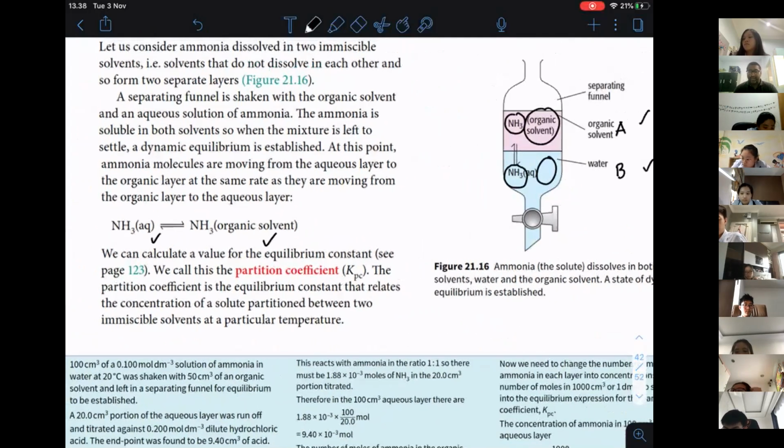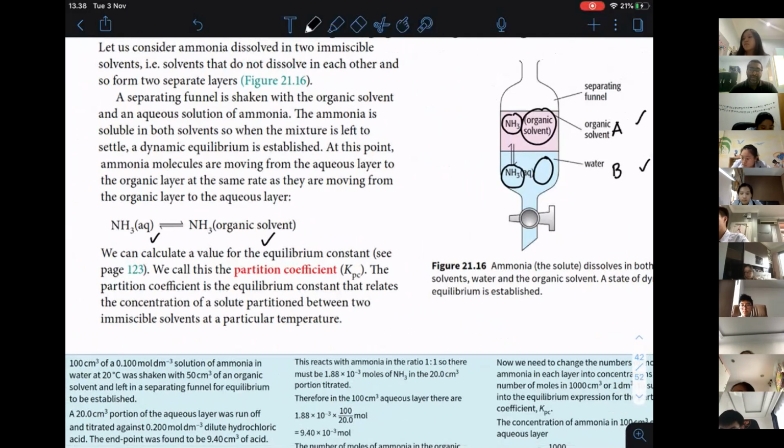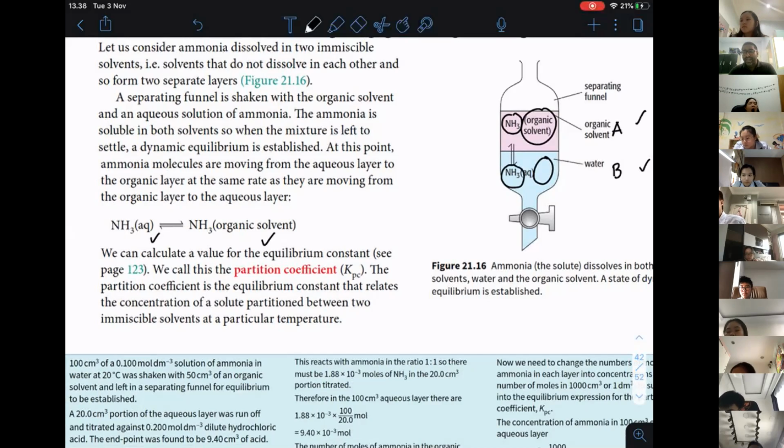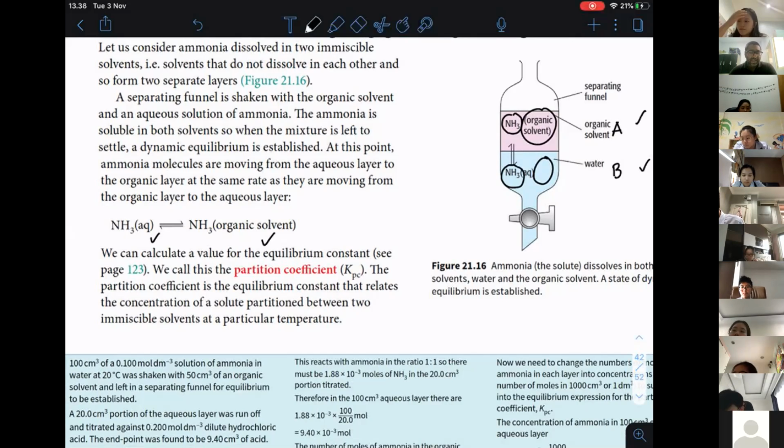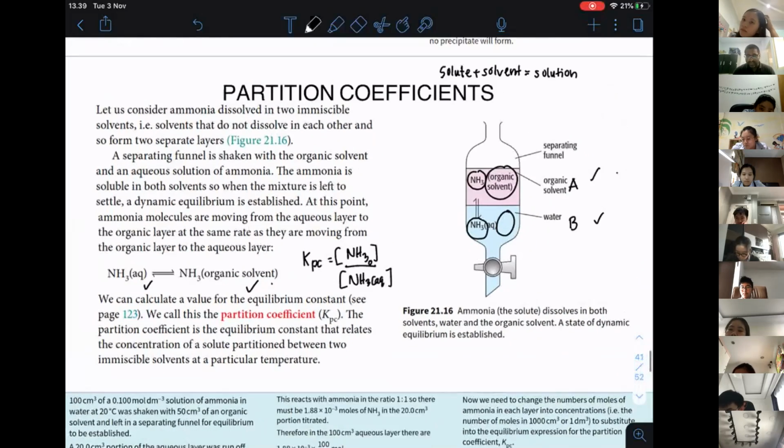So what we can do is find the ratio of the solute in the organic solvent in comparison to the solute in water. That ratio is known as the partition coefficient. It's like your Kc, but now we use Kpc. You can select any notation, but here I'm going to use this equation: the concentration of ammonia in organic solvent divided by the concentration of ammonia in aqueous. This is called the partition coefficient.